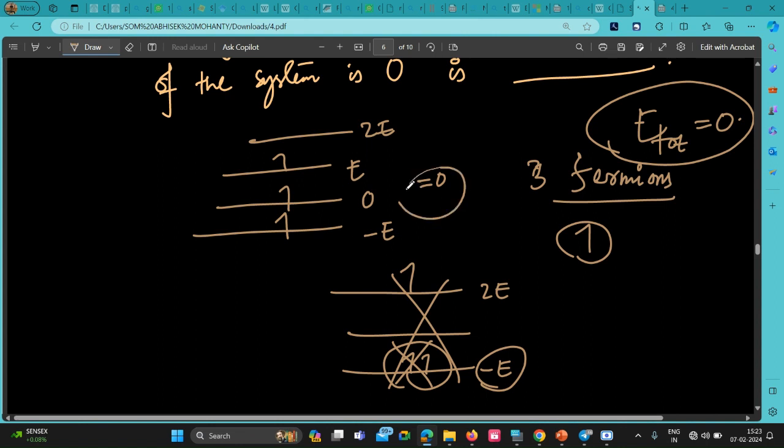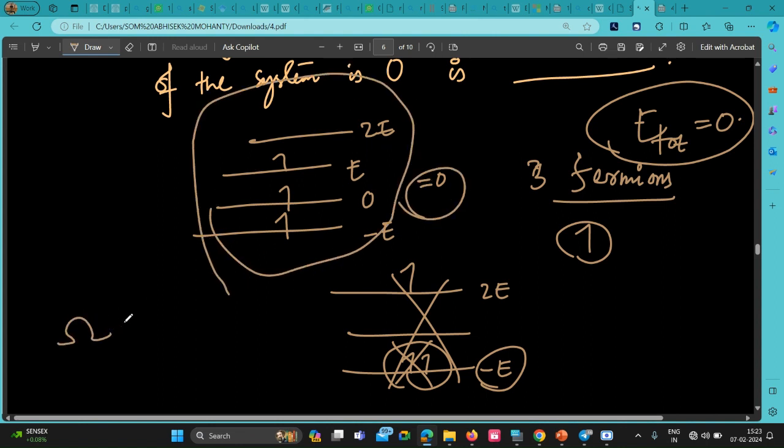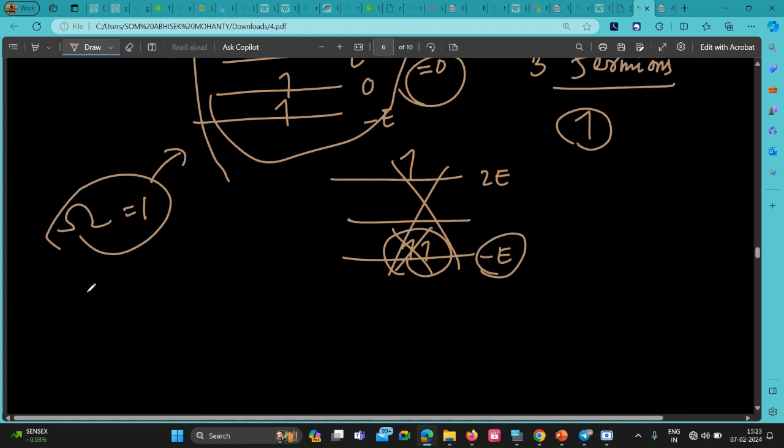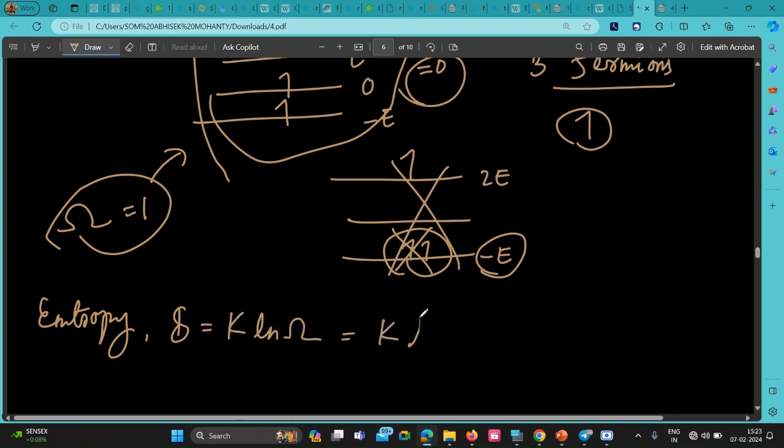So only one arrangement is possible. So omega is 1, the number of microstates is 1. So entropy S is equal to k ln omega, k ln 1, so that is 0. Is that alright? So the entropy is 0.